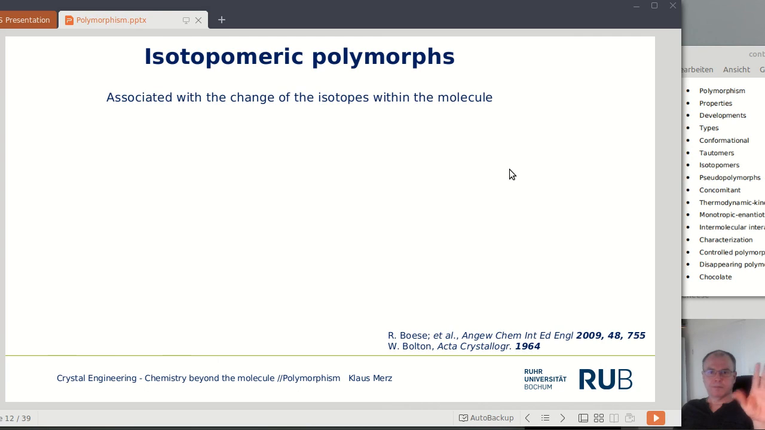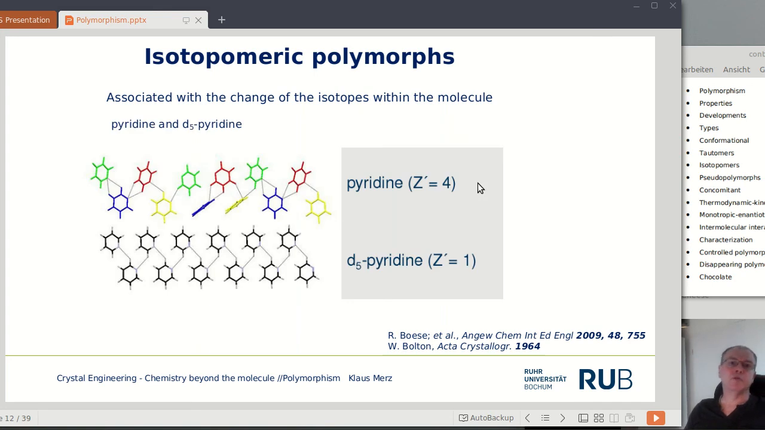We talk about it very quickly. Sometimes, only sometimes, in some cases it's possible, only by switching from hydrogen to deuterium, to get a new polymorph. I've shown you the case of pyridine, this is the crystal structure snapshot of the crystal packing of pyridine, with Z prime of 4. On the other side here, if you switch now to deuterated pyridine, with Z prime of 1, you get the other new polymorph. Okay.